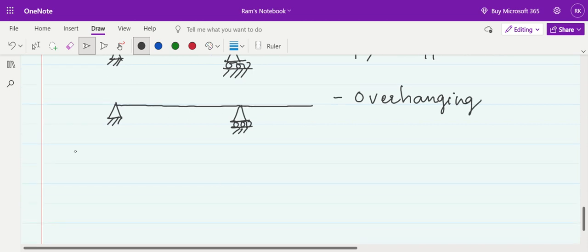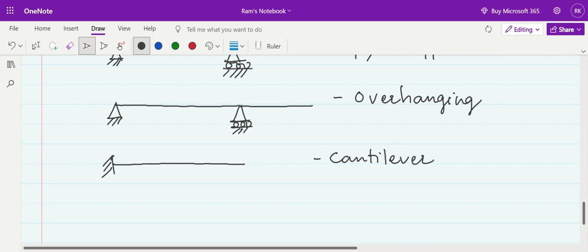One more type of beam we must have come across in our structural mechanics or engineering mechanics course is where one of the ends is fixed and the other end is free. This is known as a cantilever beam.